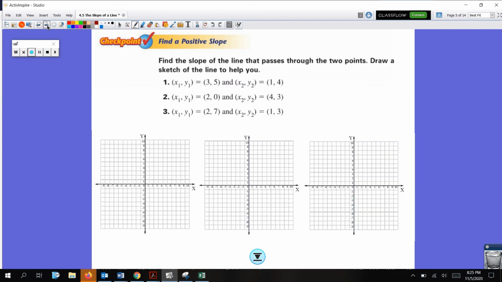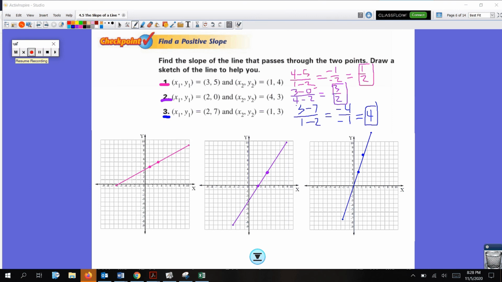All right, so what I want you to do is pause the video. You can find the slope of each of these lines. If you wanted to graph them, fine. I did put 3 graphs here. Not that you have to utilize those, but I will show you what it looks like if we graph these points, just to give you a general idea. So you can find these positive slopes.